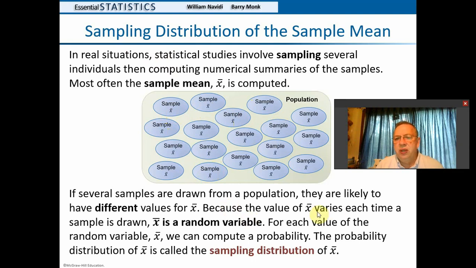Because the value of each one of these X bars varies each time a sample is drawn, we can consider X bar as a random variable. For each value of the random variable X bar, we can compute a probability, and the probability distribution of X bar is called the sampling distribution of X bar.